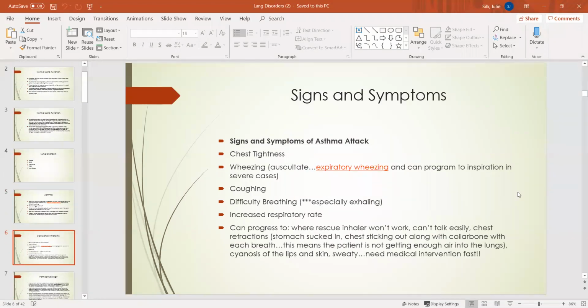Now, as far as signs and symptoms go, there are quite a few different things you could see when someone has an attack. Wheezing is going to be your number one thing. But you can also see chest tightness, coughing, and an increased respiratory rate.